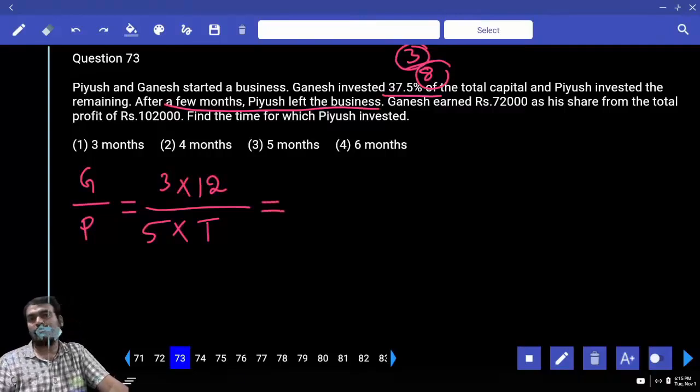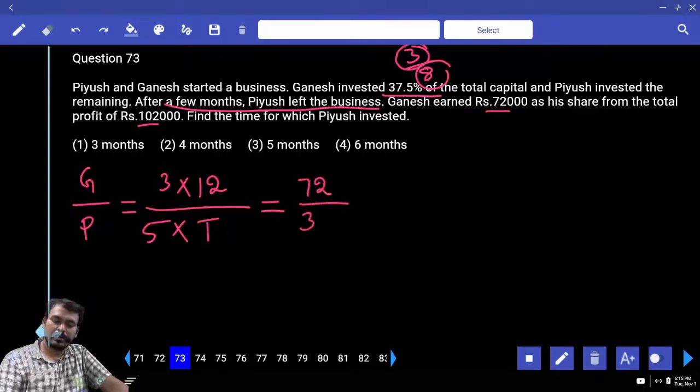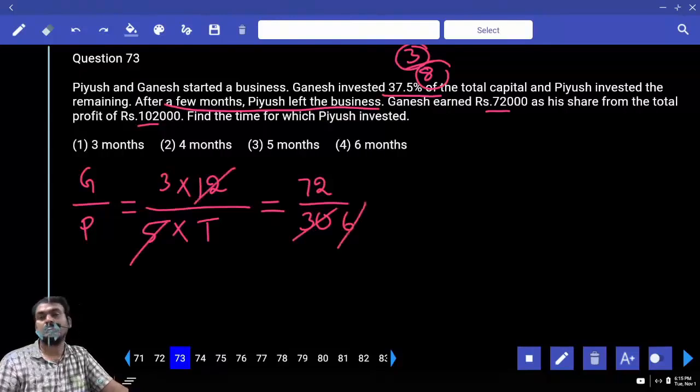That is equal to the profits ratio. Okay. What is the total profit of both the persons? 1,02,000. In that, Ganesh's profit is 72. Ganesh received 72, so the remaining 30 is received by Piyush. Yes sir. 5 how many times? 6 times sir. 12 into 6. 72 cancel. Then T equals how many months? 3 months sir.